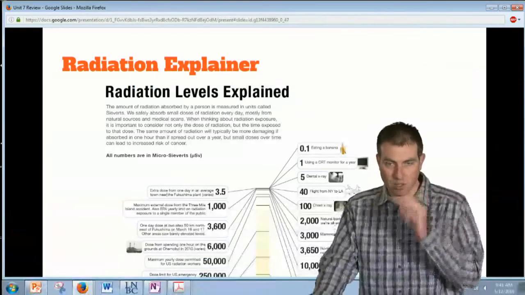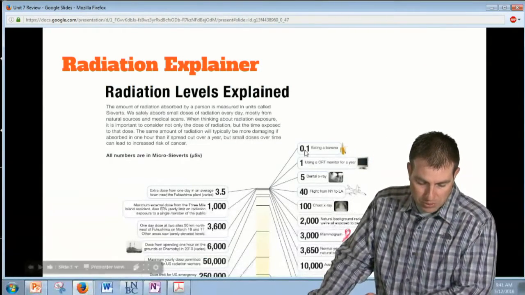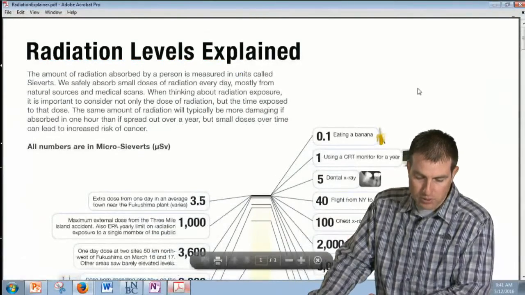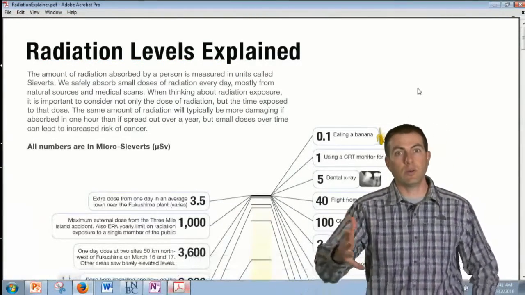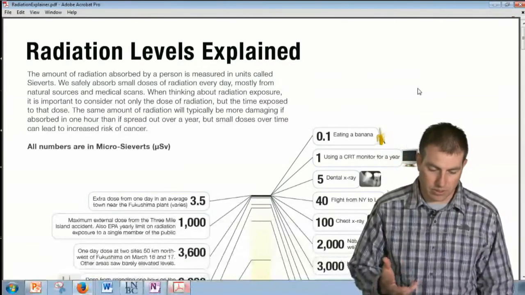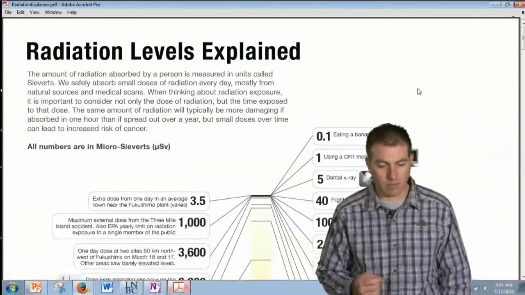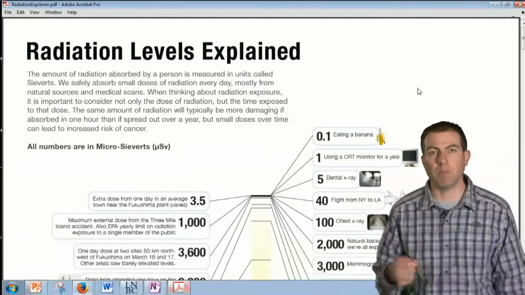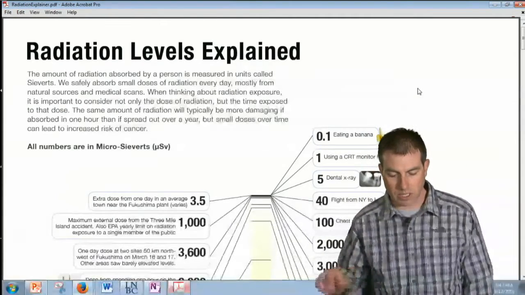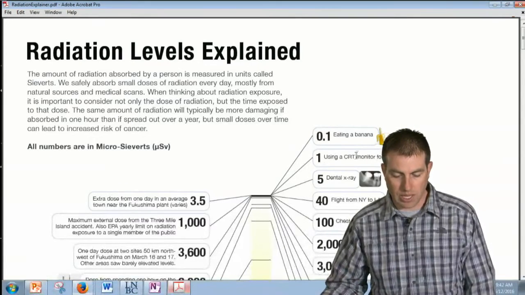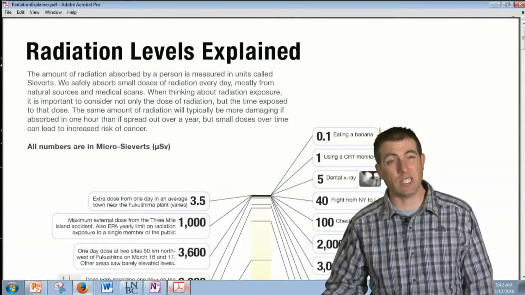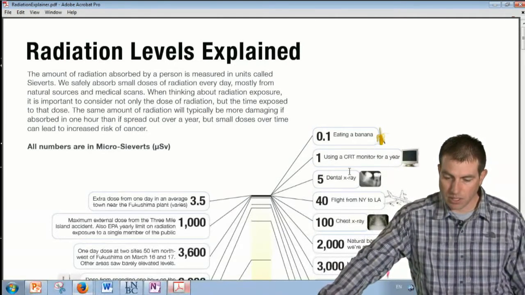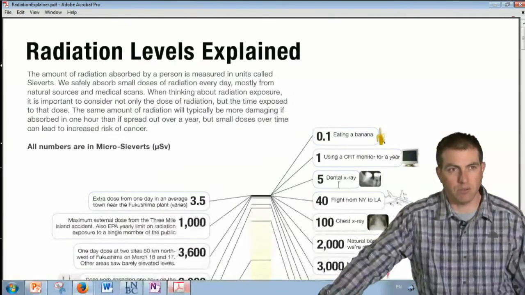We talked a little bit about radiation and how much you can receive in terms of just everyday things. The unit we're talking about here is called a sievert or a microsievert. It's a level of radiation exposure. If you were to eat a banana, you'd receive about 0.1 microsieverts. A CRT monitor is a cathode ray tube. If you're using it for a year, you'd get about 1 microsievert. If you got an X-ray at your dentist, you're looking at about 5.